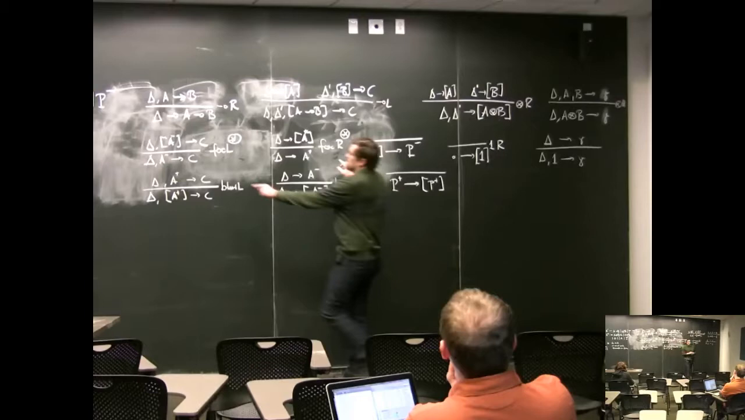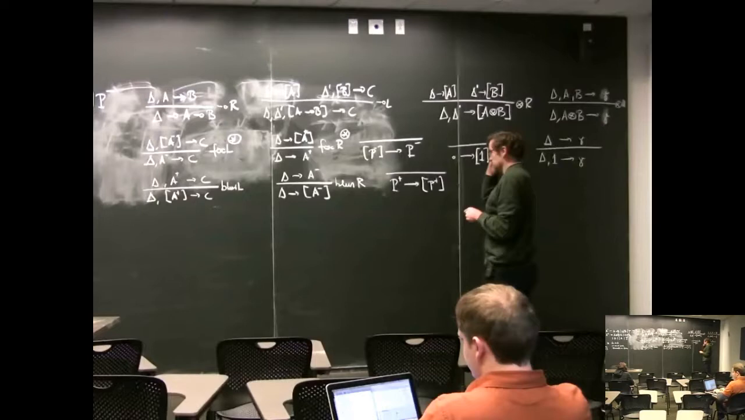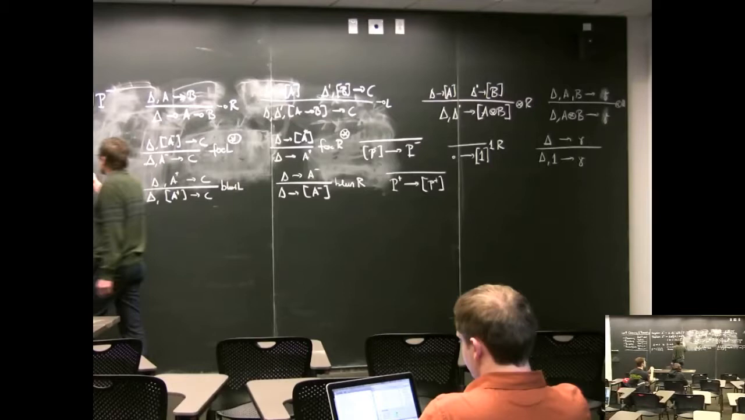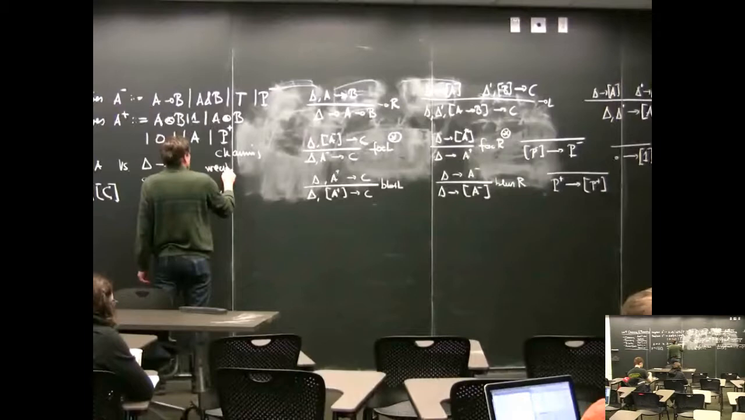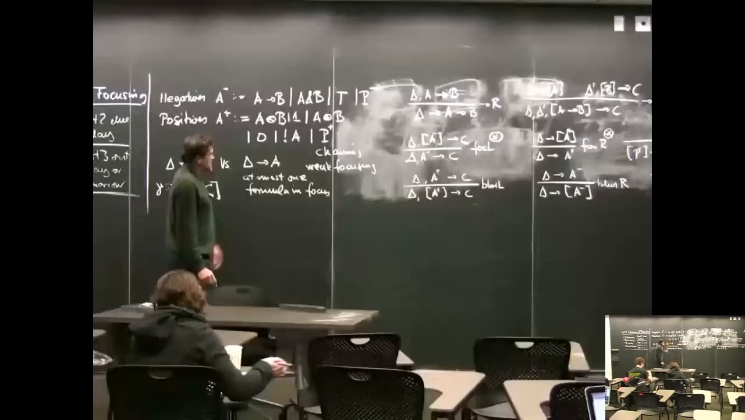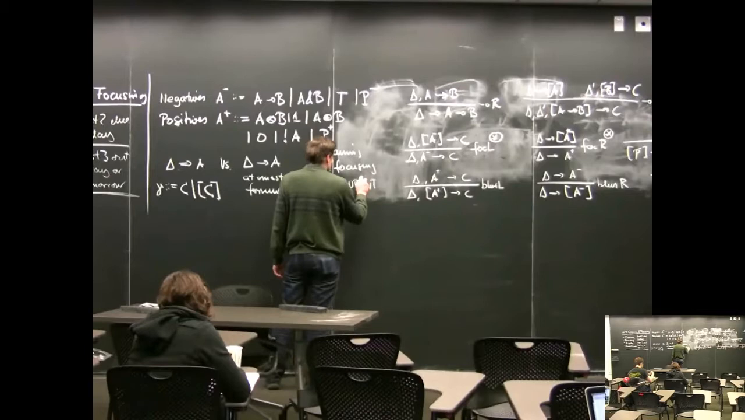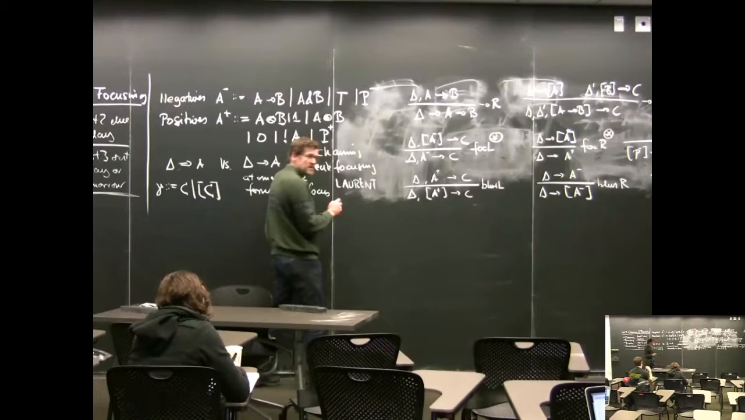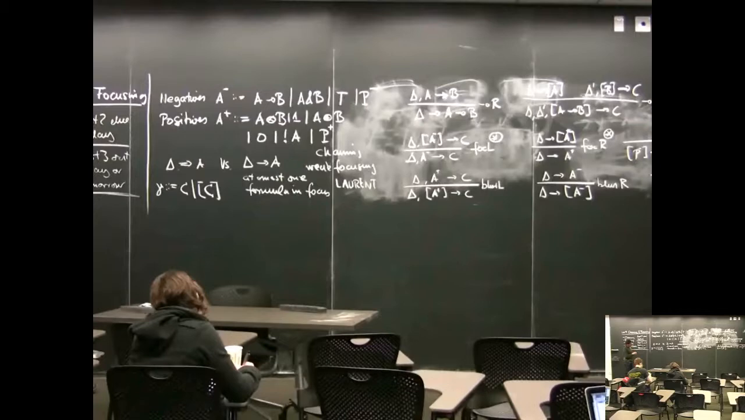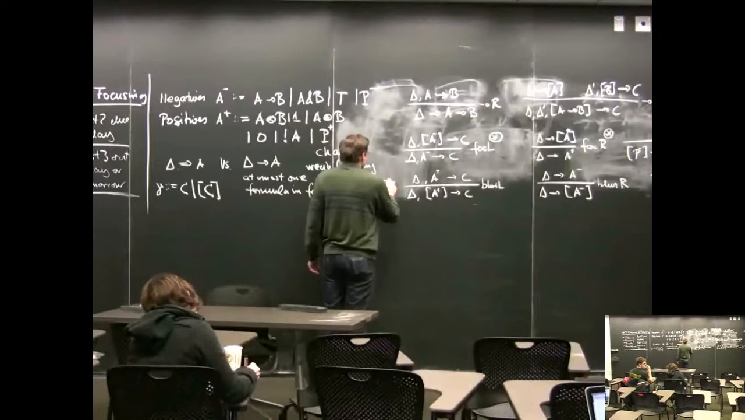So this system I call the chaining system, and it's also called weak focusing sometimes. It goes back to Laurent, and I actually don't remember the year of that paper. Rob will look it up. 2004. Andreoli was '92, so. Okay, so that's the system. And the big restriction, like I said, is on the formula in focus.